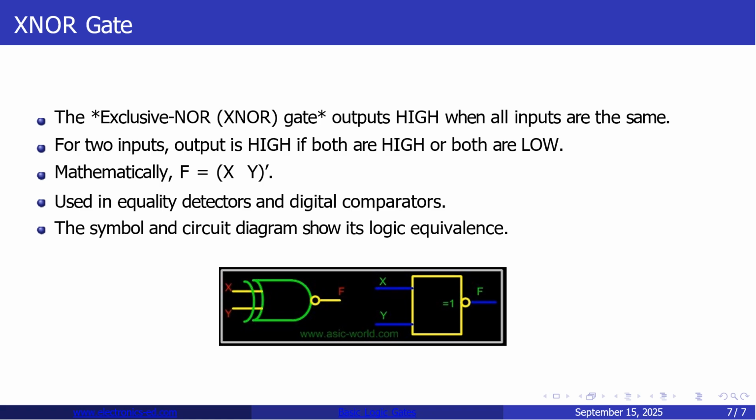I reach for XNOR gates whenever I need to check if two signals are equal, like in digital comparators or equality detectors. It's a simple way to spot matches, and the logic symbol shows that it's just an XOR with an extra inversion at the end.